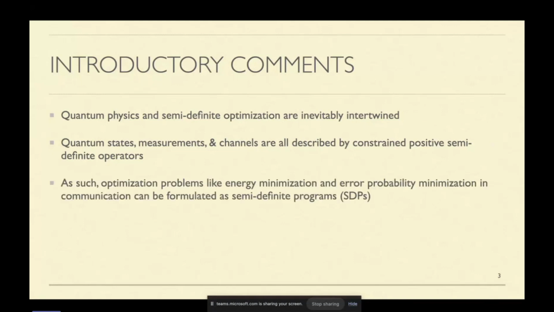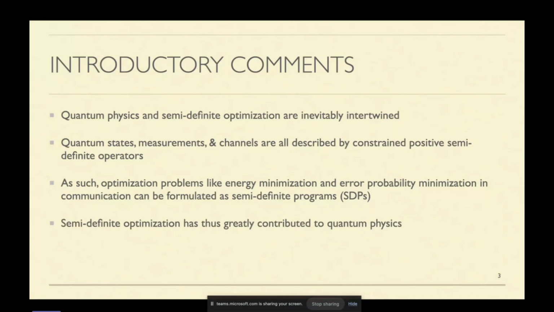So what happens is that when you want to optimize, if you want to do an energy minimization, then you're minimizing the energy of a Hamiltonian with respect to quantum states. That's a semi-definite program, right? If you want to look at the error probability when you're using a set of states for communication, you're minimizing the error probability over all possible measurements. That is also a semi-definite program. And so when you encounter these problems of fundamental interest, you're inevitably faced with semi-definite programs.